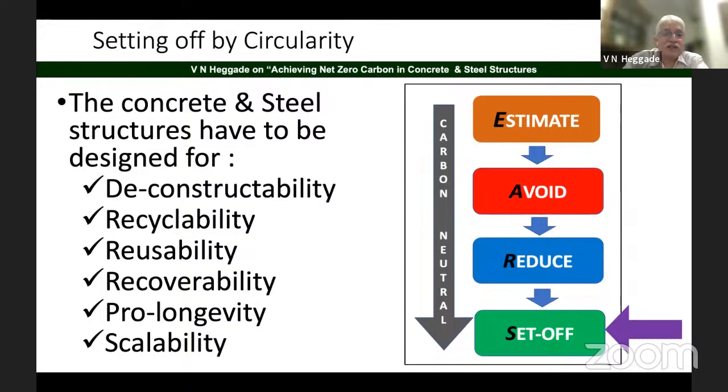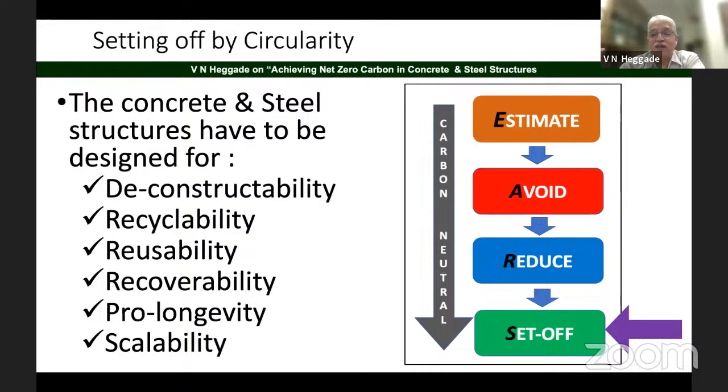The last stage is setting up circularity. Whatever is estimated, which cannot be avoided and cannot be reduced, ultimately we'll have to offset that carbon dioxide. How can it be used? It has to be designed.